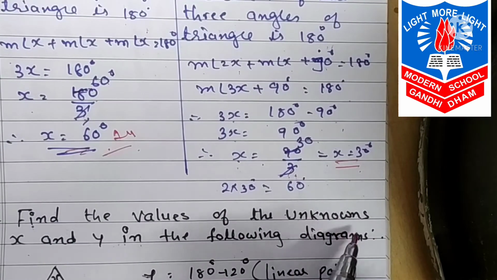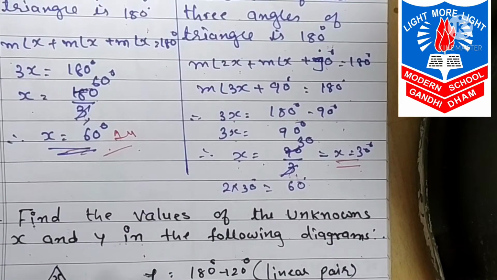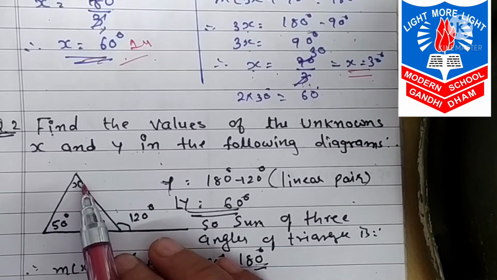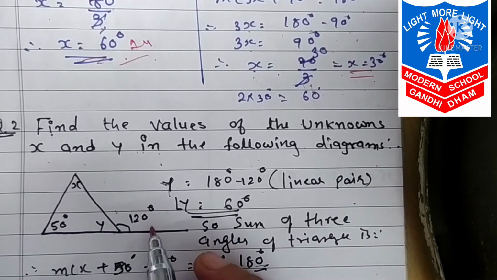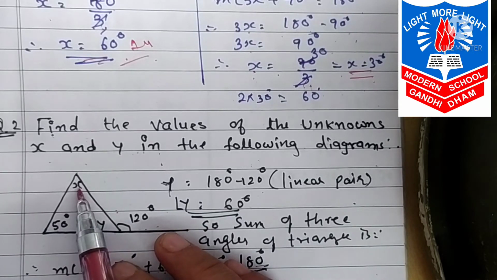Find the value of unknown x and y in the following diagram. Here we have to find the value of x and y. In the first diagram, there is x, 50 and y, and here is 120. 120 is the exterior angle. So first you find x.